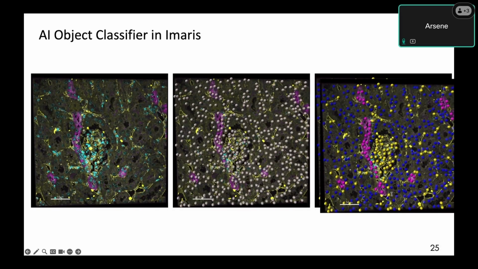And the object classifier in IMARIS is used after the segmentation. For example, on this image, we have all cells detected as spots. If you want to classify these spots into different regions based on their background staining, then we can easily apply this machine learning classifier for this kind of classification. Then after we classify them into different classes, we can further analyze, for example, the cell density or cell intensity difference between all these classes.